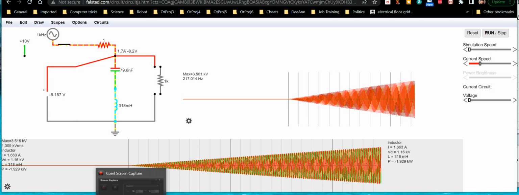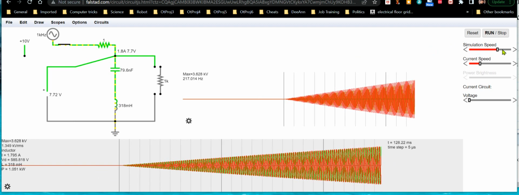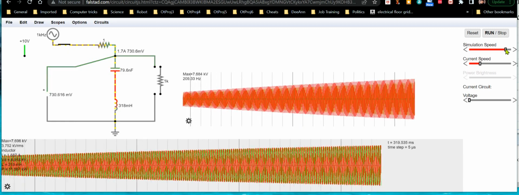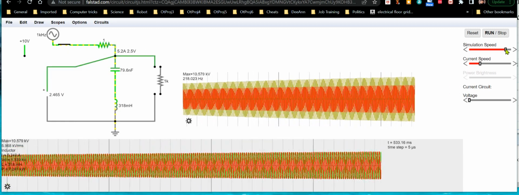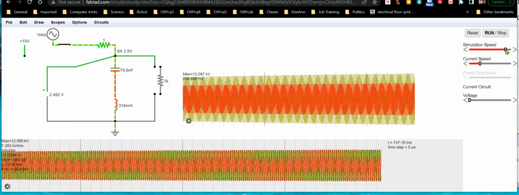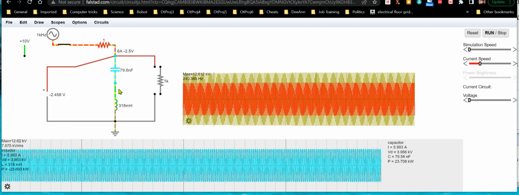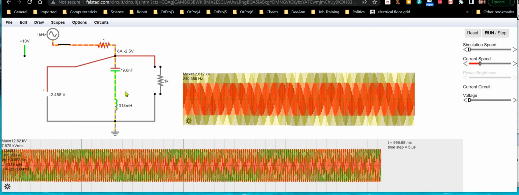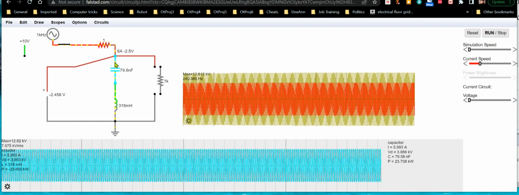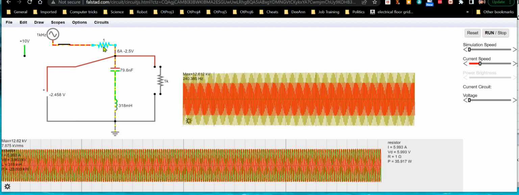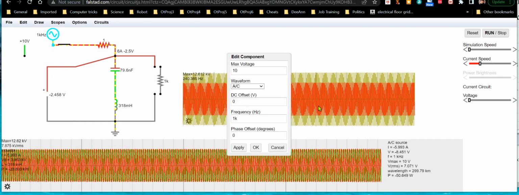Let's get this going though. So you can see this will peak out at a certain value with these values I've chosen. But with a series resonant circuit, you've got to remember that's like the minimum impedance condition. The capacitive reactance cancels the inductive reactance, so all you're left with is the resistance. Like I said, this is still just a 10 volt source here, and that's 10 volts peak.